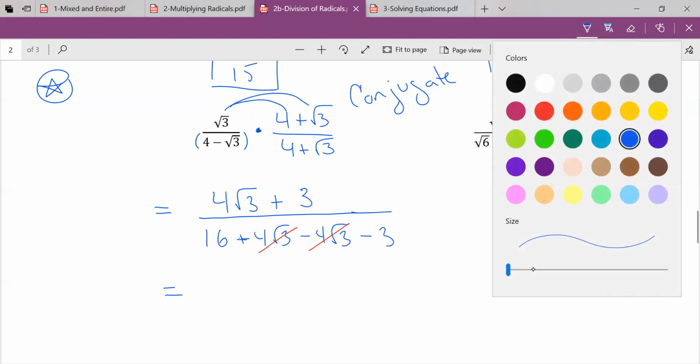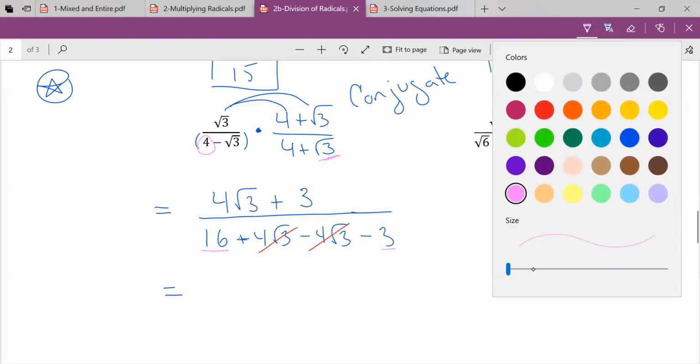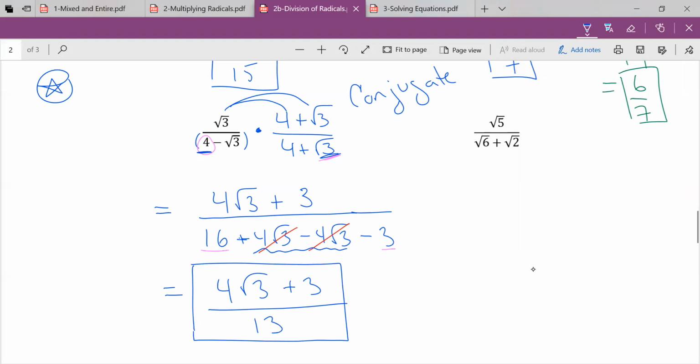Here's the other thing I really want you to notice. Let's go hot pink. 16 is 4 times 4, or 4 squared. And 3 is root 3 times root 3, or root 3 squared. There's a shortcut here. You don't even need to show me these middle terms. Let's just worry about what happens with the first term and the last terms when we multiply them together. It's a nice little shortcut. I don't need you to show me the middle two terms. If you would like to, hey, that's fabulous, but you don't need to. There it is, my friends. Notice no radicals in the denominator.